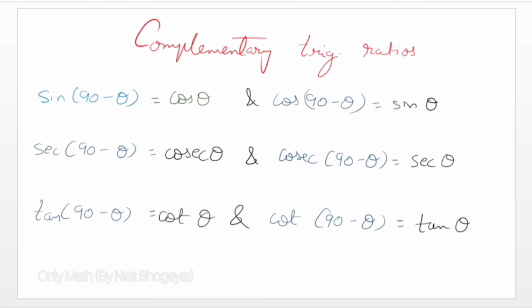It works for every trigonometric ratio. Sine of 90 minus theta will become your cos theta. Cos of 90 minus theta will become your sine theta. Sec of 90 minus theta will become your cosec theta. And cosec of 90 minus theta will become your sec theta. Tan of 90 minus theta will become your cot theta, whereas cot of 90 minus theta will become tan theta. You have to remember these relations because this will be useful to you in so many questions.